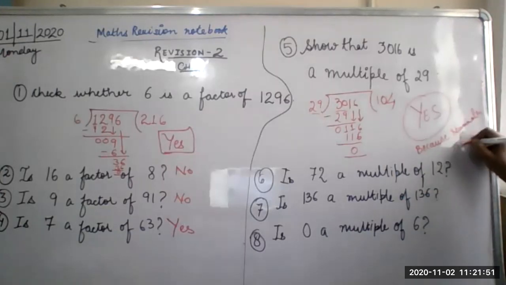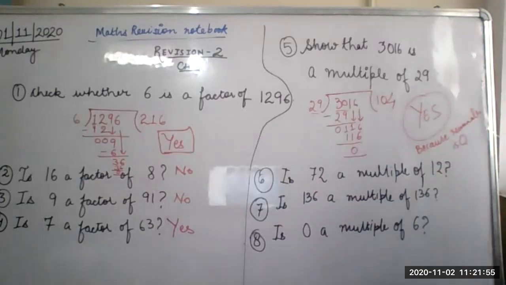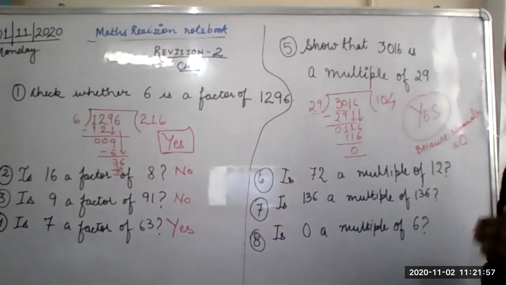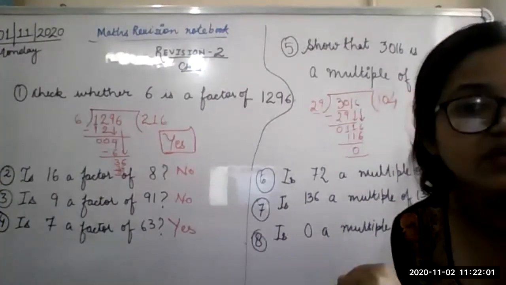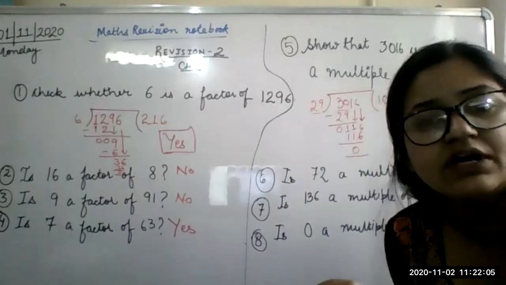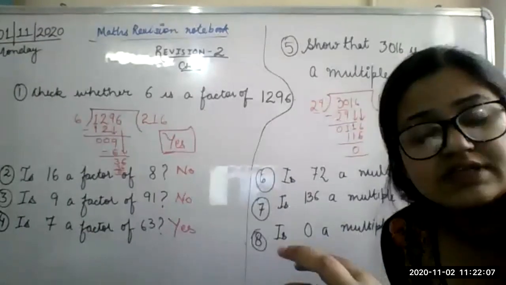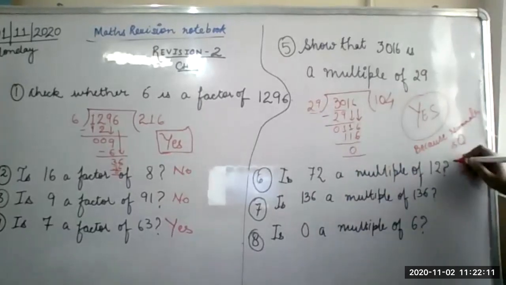Now, is 72 a multiple of 12? They are saying 72 is coming in the table of 12. If you recite the table of 12, 12 ones are 12, 12 twos are 24, 12 threes are 36, 12 fours are 48, 12 fives are 60, 12 6s are 72. That means yes.